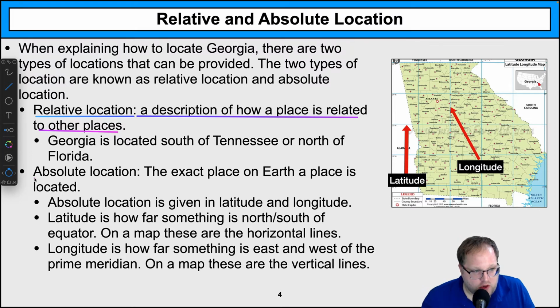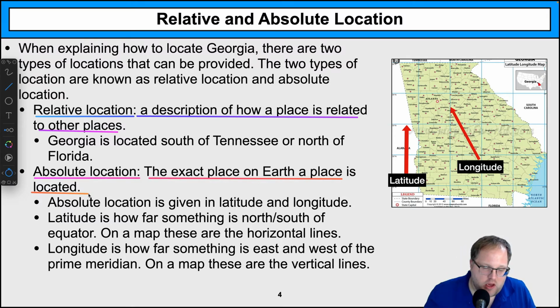The second type of location is called an absolute location. Each place on Earth can only have one absolute location, and this is the exact place on Earth that a place is located. When you give somebody an absolute location, you're not just telling them a fact about how to find it. You are going to give them a numerical value called a coordinate that is made up of two different numbers. Those two numbers in a coordinate are called the latitude and the longitude.